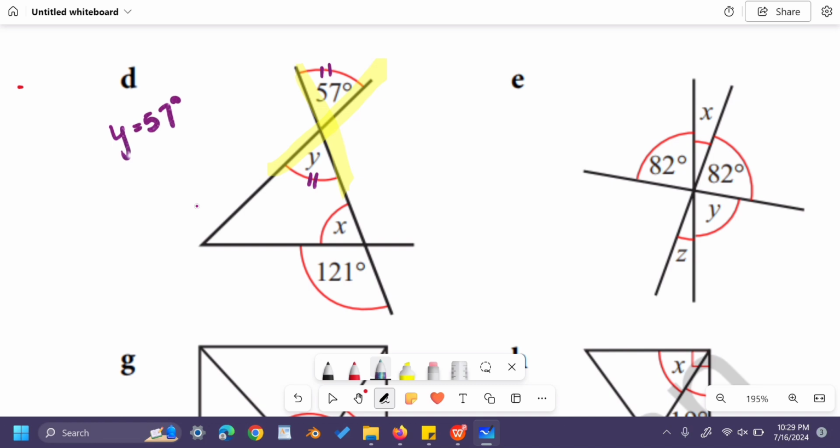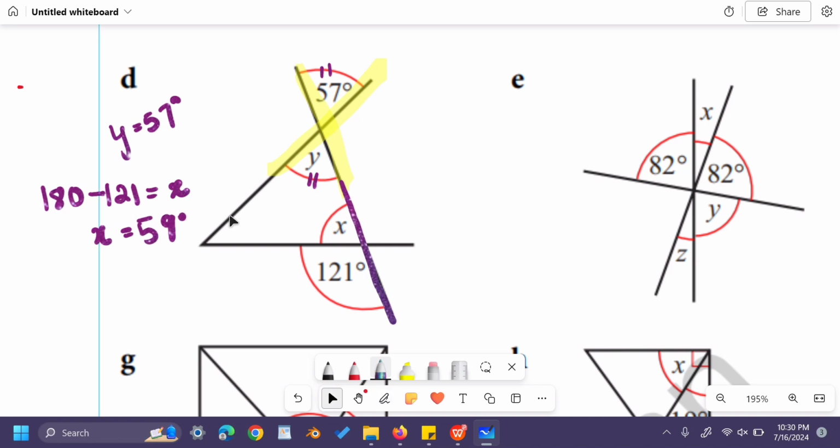After that, we can also see that this is 180 degrees and this part is 121. So what will be this part? So this is a straight line, and we can say that 180 minus 121 is equal to x, or we can also say that x plus 121 is equal to 180 degrees, and then we can take it to the other side, and that will give us that x is going to be 59 degrees.